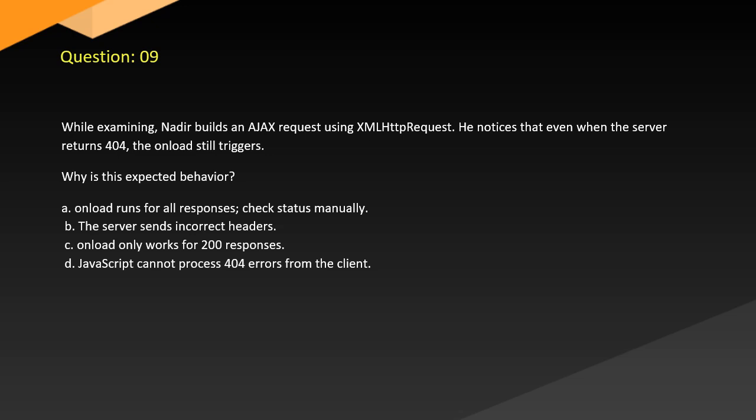Question 9. While debugging, Nadir builds an AJAX request using XMLHttpRequest. He notices that even when the server returns 404, the onload still triggers. Why is this expected behavior? A. Onload runs for all responses. It checks status manually. B. The server sends incorrect headers. C. Onload only works for 200 responses. D. JavaScript cannot process 404 errors from the client.